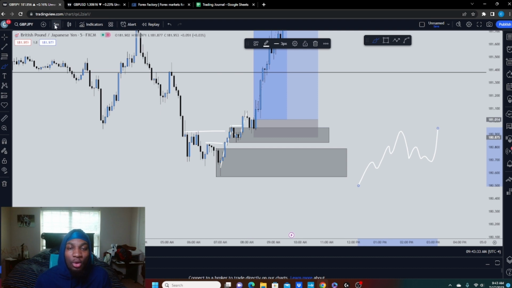So if you're going in an uptrend, you want to look for breaks of structure to the upside on the 5 minute. And if you're in a downtrend, you want to look for breaks of structure to the downside on the 5 minute. That's pretty much it, bro.